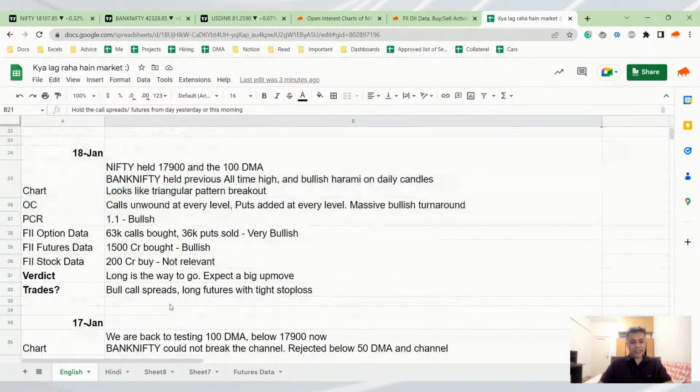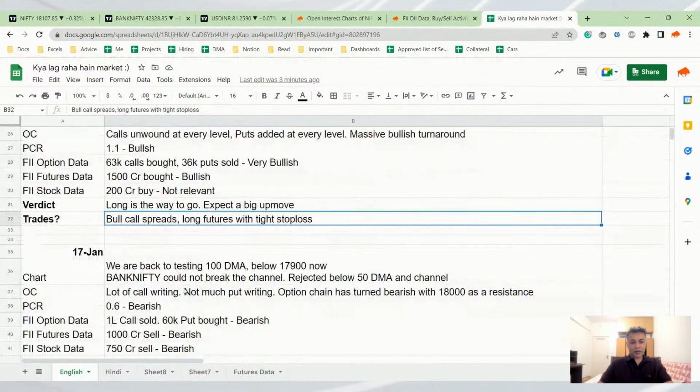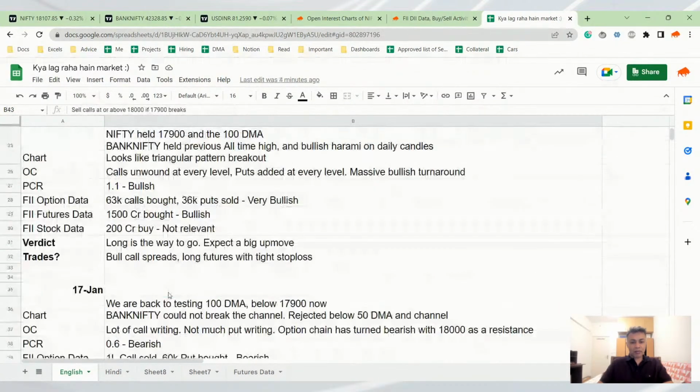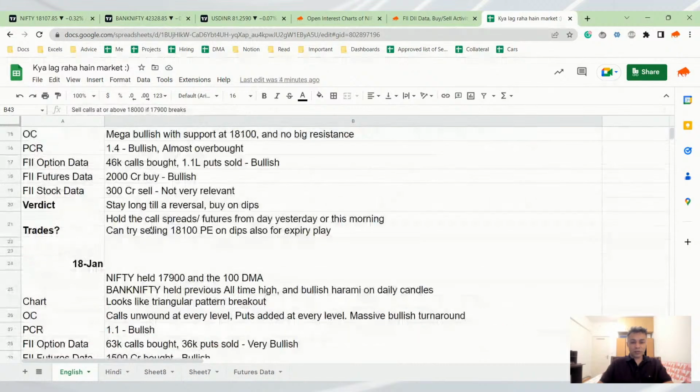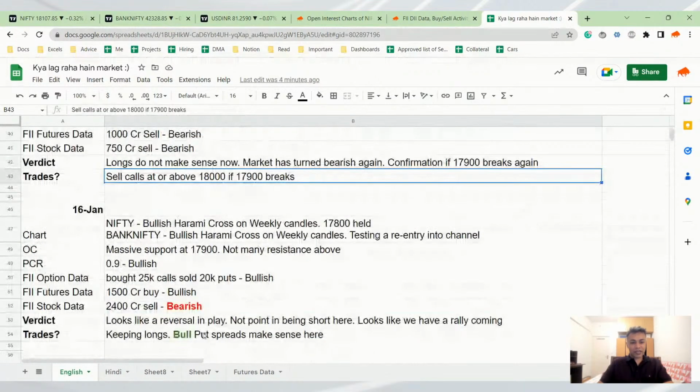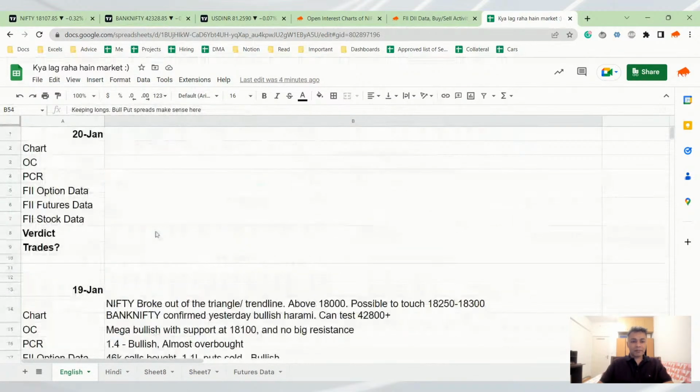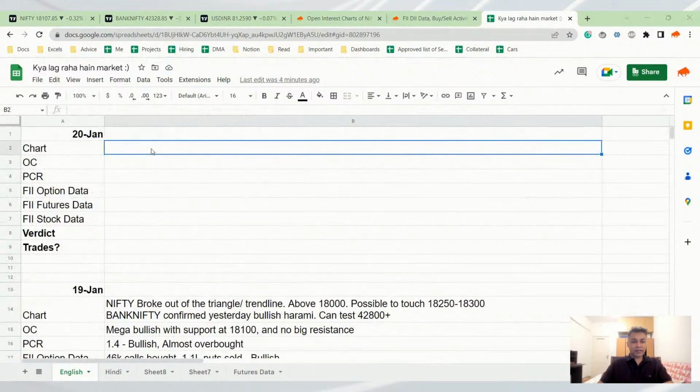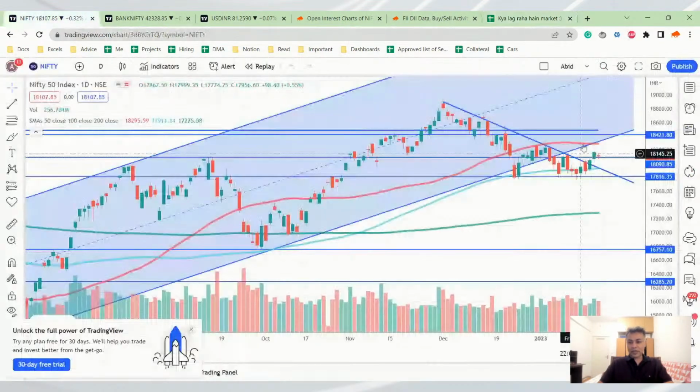The call spreads, which we did a long time back, also might have worked well. Bull put spreads would have worked well, which was the analysis on 16th Jan. So all in all, a decent expiry if you have been a put seller, right? Now let's look at today's market.